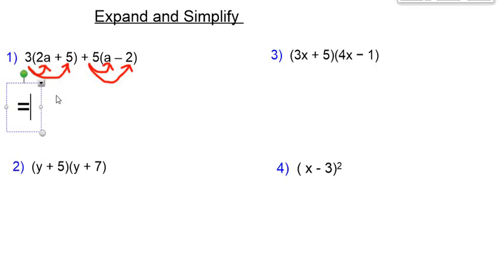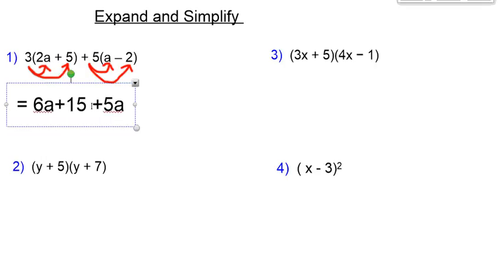So 3 times 2a will give you 6a. And then 3 times 5, don't forget it's plus 5, okay? And that'll give you plus 15. Okay, we're going to use this 5 to multiply the a. So 5 times a will give you plus 5a because it's plus to the left of the term.